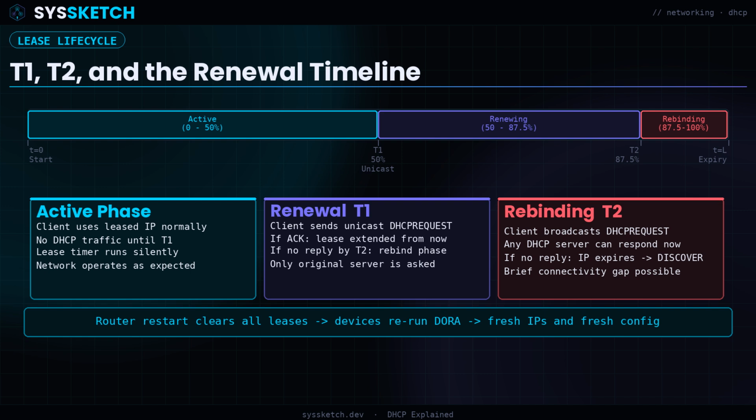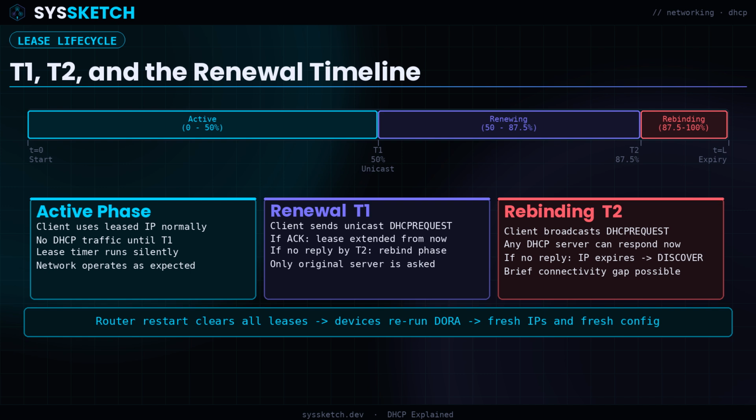When T1 arrives at 50% of the lease duration, the device sends a unicast DHCP request directly to the original server that issued the lease, asking to renew. If the server replies with an acknowledgement, the lease is extended from that moment and the full duration resets. The device goes back into its active phase with a fresh lease.